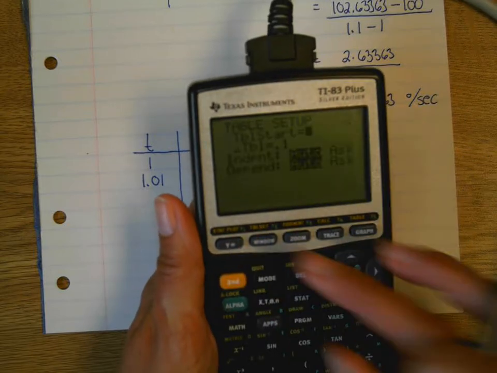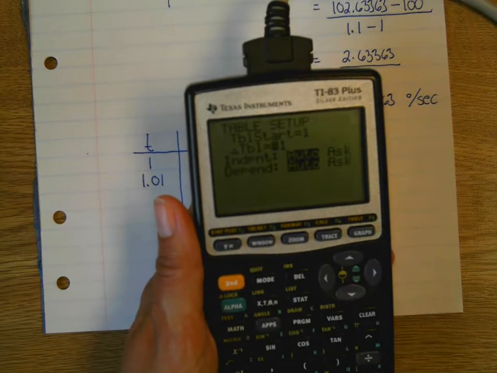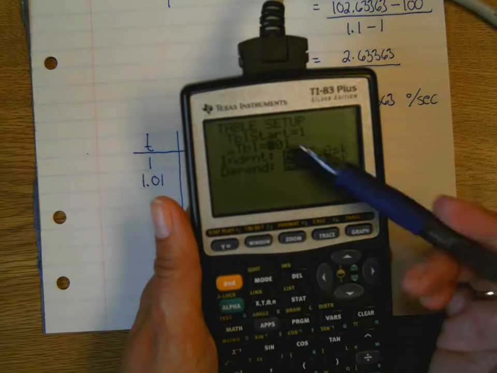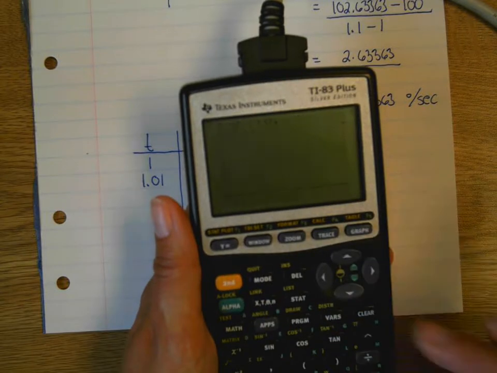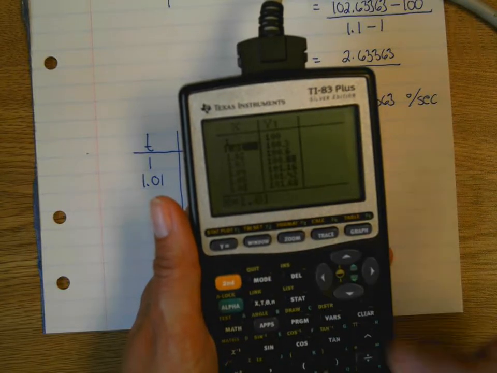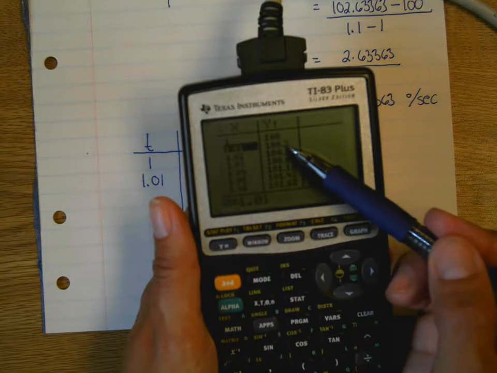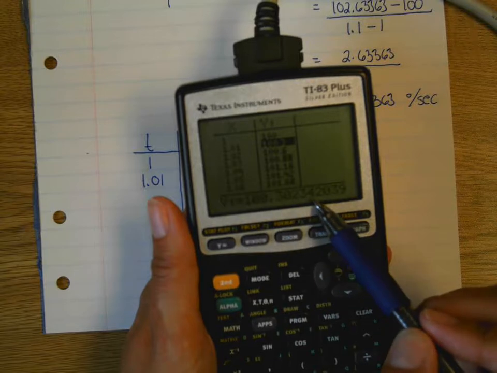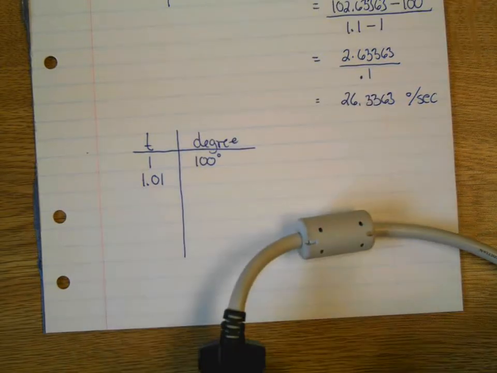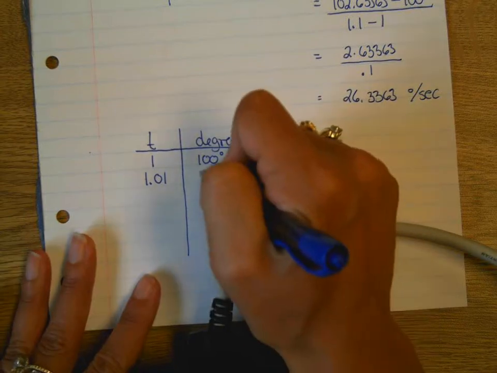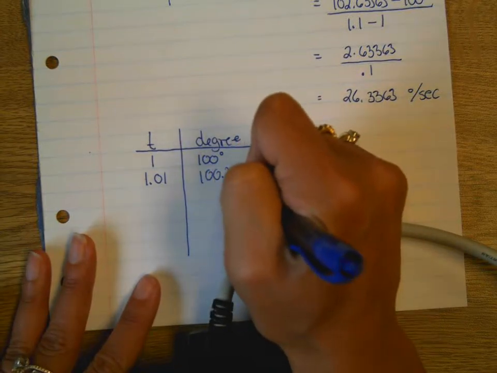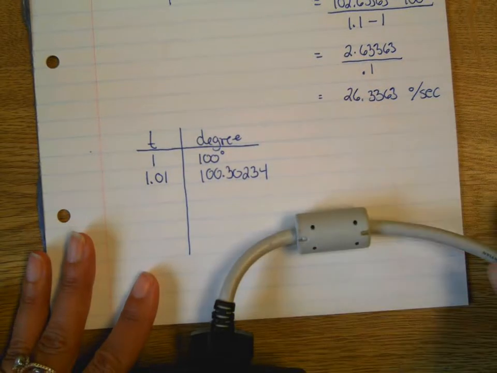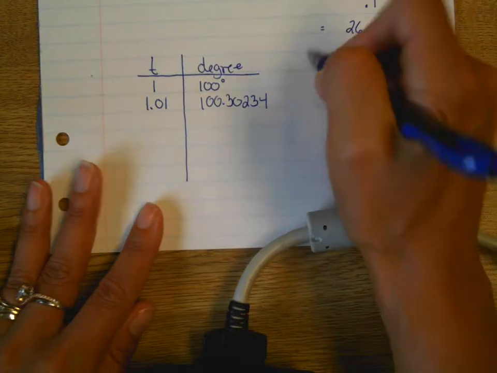So I'm going to go back to table set, leave it at 1, and go 1.01. I'm going to have it jump by 0.01. Now I've got the 1.01 there. And again, you don't want to use 100.3 because the calculator is rounding off. You want to use this big decimal down here, and you want to go out at least 5. Now I'm at 100.30234.